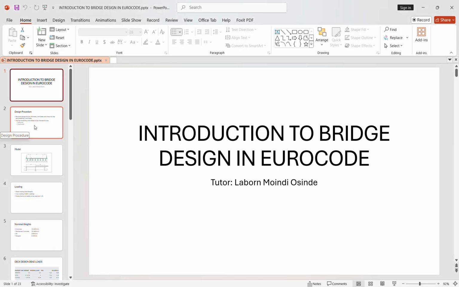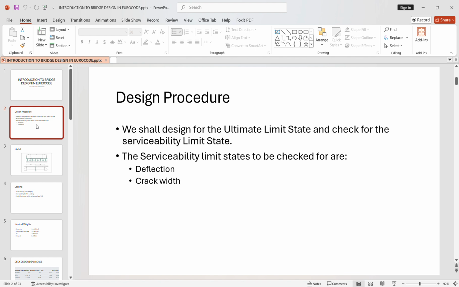So the design procedure that I love using is the ultimate limit state, and then I check for the serviceability limit states. But in this tutorial, I shall just be covering the ultimate limit state.